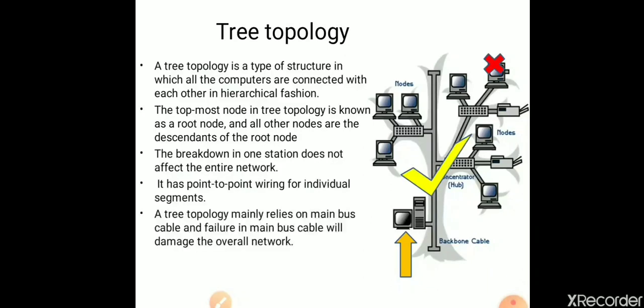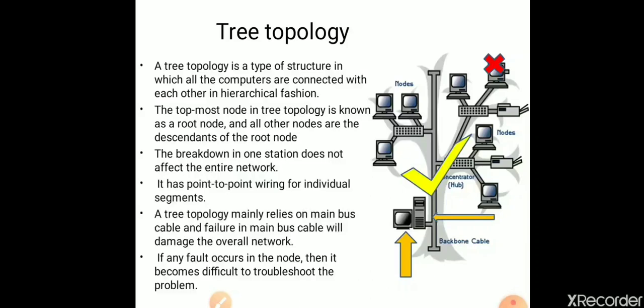A tree topology mainly relies on the main bus cable, and failure in this main bus cable will damage the overall network. If any fault occurs in a node, then it becomes difficult to troubleshoot the problem.